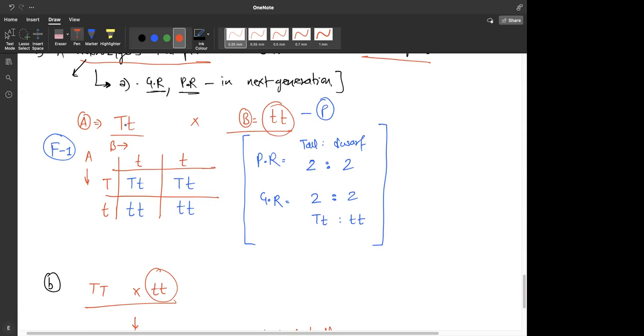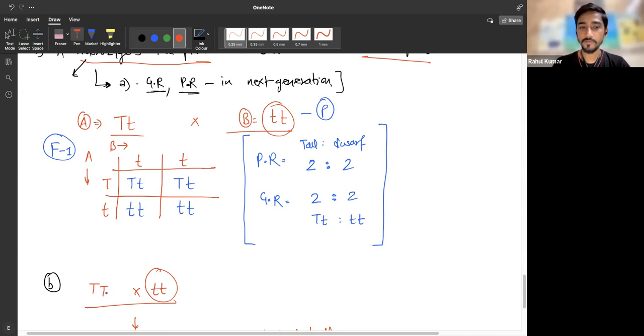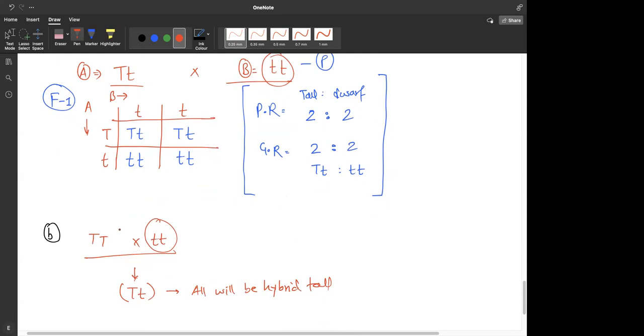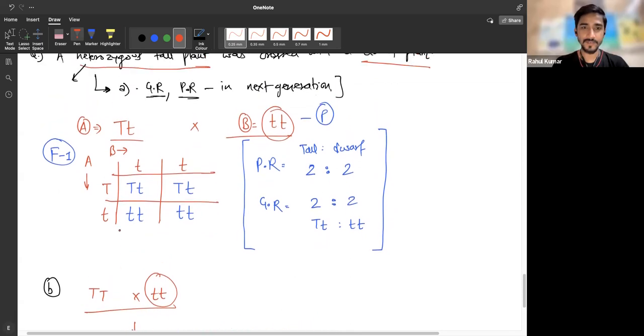Yes. So can we use this cross as a test to figure out the genotype of the tall plant? In the next generation, if I get 2 tall and 2 dwarf, I will say that the tall was heterozygous tall. And if in the next generation I got all tall plants, then I can say that the tall was homozygous tall. Can I say that? Please explain again, sir. Yes, I will.